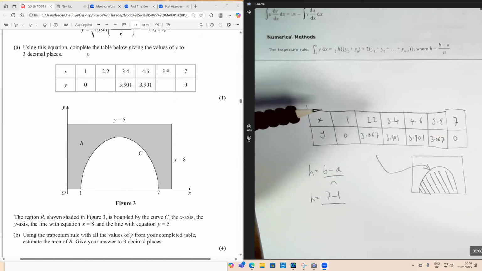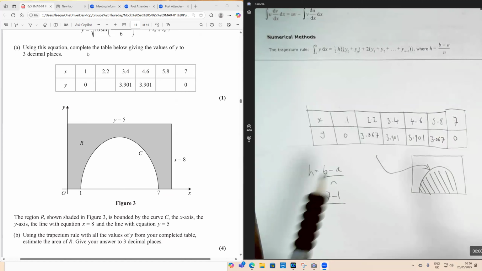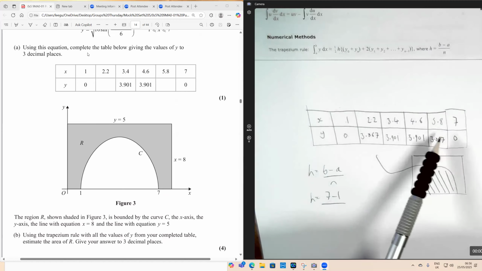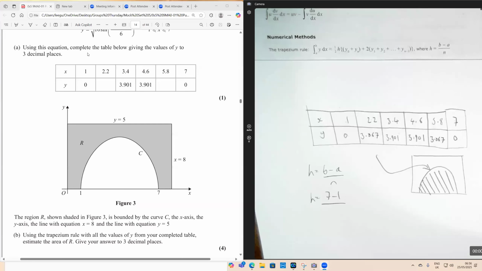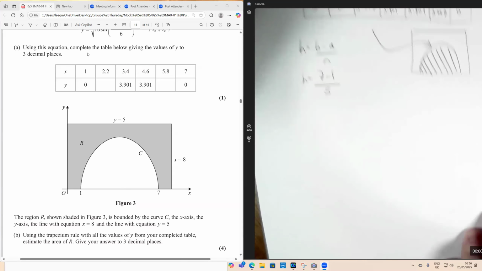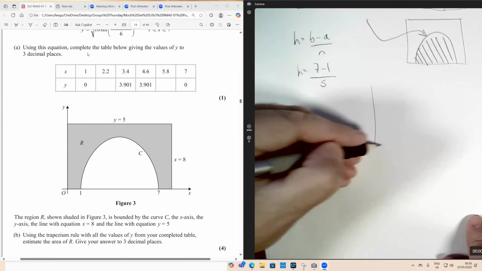Now, this is the first point where students can make a mistake. Notice that in the table, we've got 1, 2, 3, 4, 5, 6 values, okay? But 6 values in the table correspond to 5 trapezia. Now, what do I mean by that? Let me just illustrate that further.